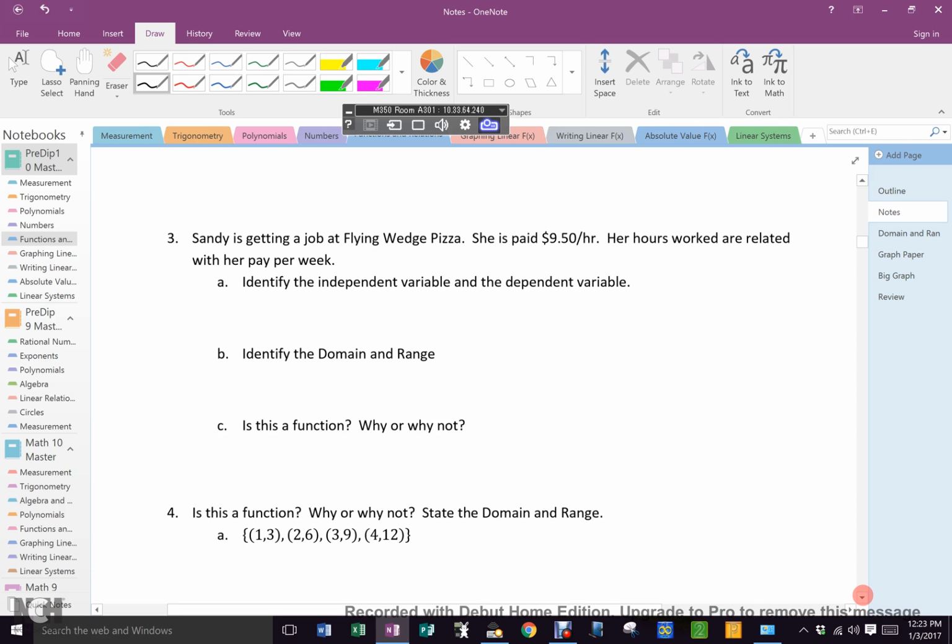So Scarlett is saying independent is the hour and dependent is pay. Why? Because however many hours you work equals how much you get paid. So if you get paid an hourly rate and you work 5 hours for $10 an hour, then you get $50. But if you work 6 hours, then you get $60. Okay, so Scarlett is saying how much you are paid depends upon the time that you spend at the job.